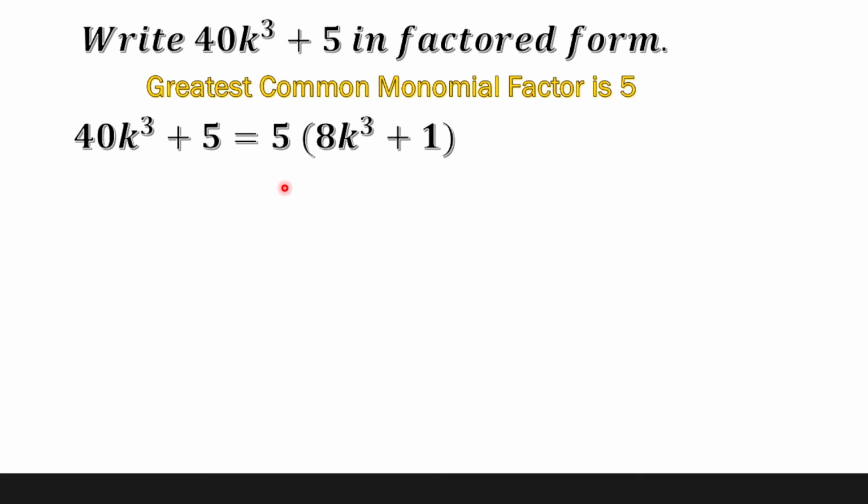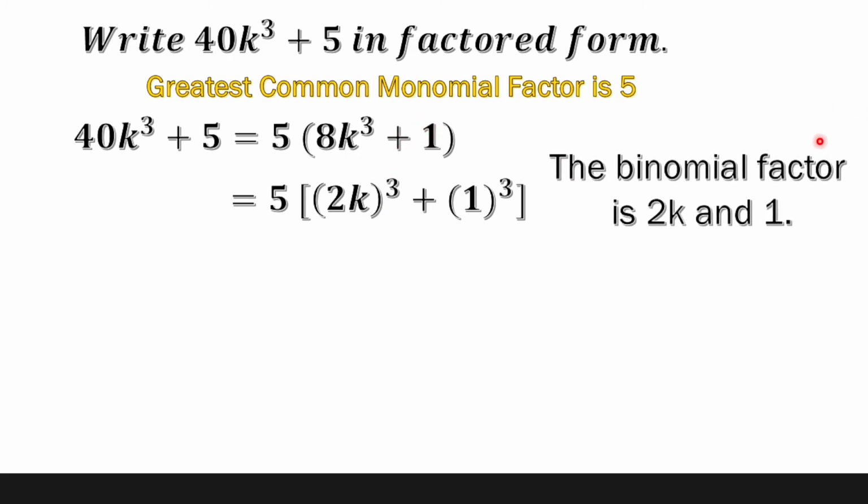So, next, as you can see, meron tayong 5 times, kasi na-factor out na si 5. Si 8k cubed, naging 2k cubed na lang. Si 1 naman, naging 1 cubed. Bakit? Kasi nga, gagawin natin yung sum and difference of 2 cubes. So, in this case, sum of 2 cubes to kasi positive. So, what are we going to do? Siyempre, hanapin natin yung binomial factors. Ito yung 2k at si 1. At tatandaan natin yung formula na to. Sabi ko nga, sum of 2 cubes yan, kaya ganyan.